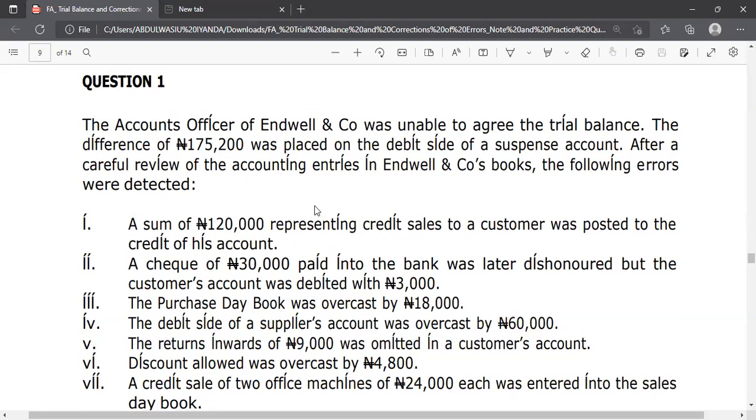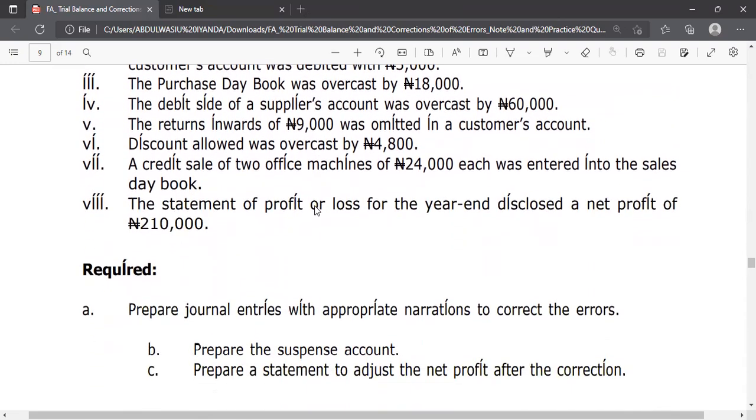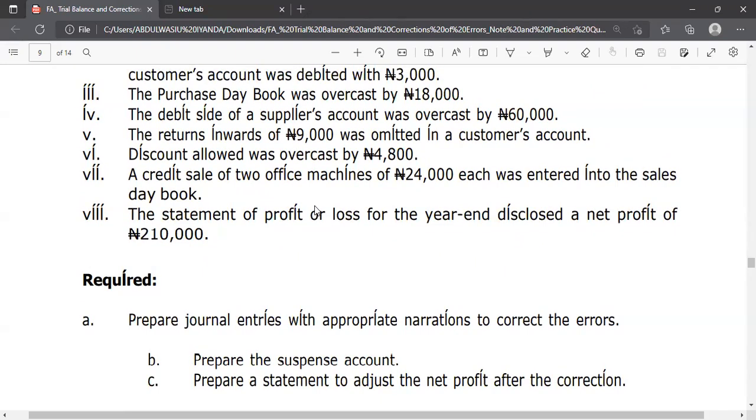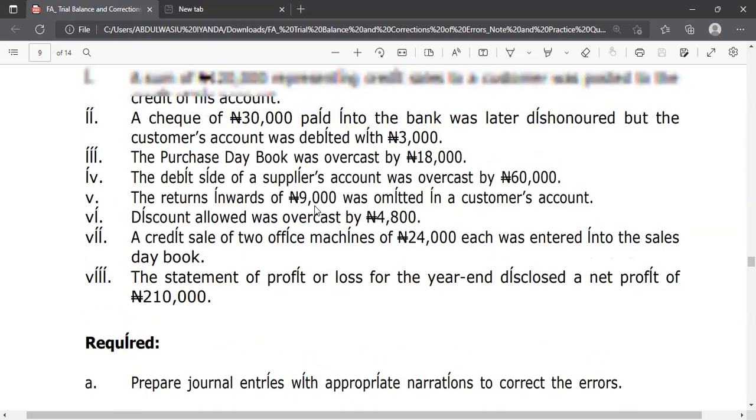It's a very, very simple topic. And it's not because I'm thinking it, but it's not something bad. Now, what's the requirement of this question? Prepare your journal entries with appropriate narration to correct the errors. The B part is saying, prepare the suspense account. And the last additional requirement is, prepare the statement of the net profit after the corrections. And this is a wonderful question to start with.